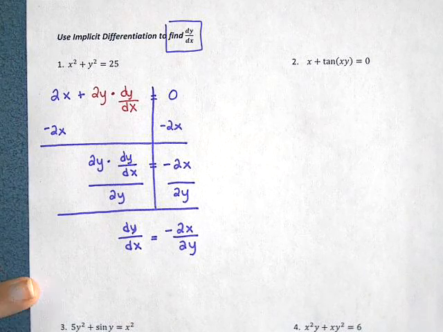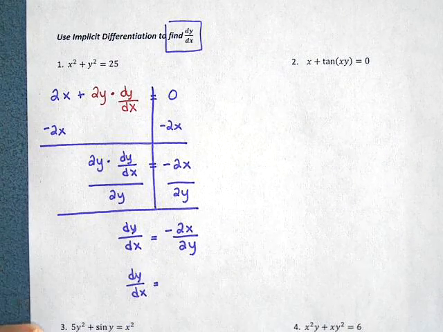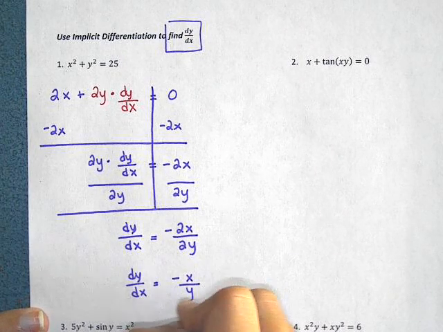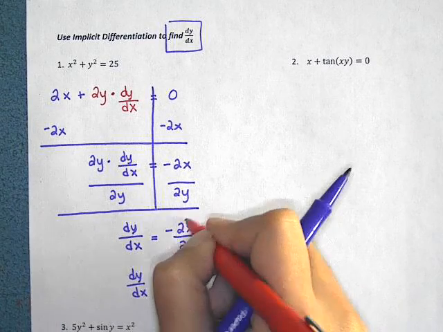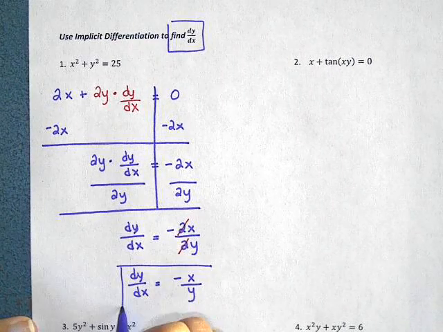And then the last thing you're going to want to do is simplify that. Believe me, knowing to simplify is going to pay off. You would just cancel the 2's because they're both divisible by 2. So you would get negative x over y, and that's your answer.